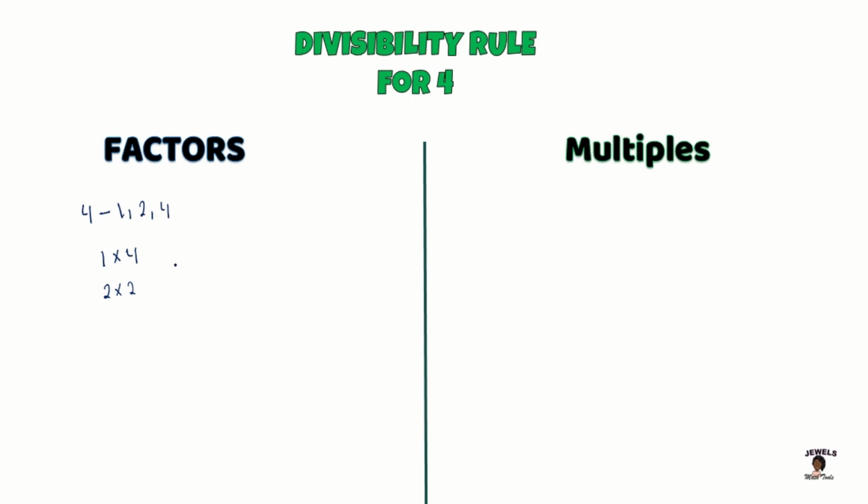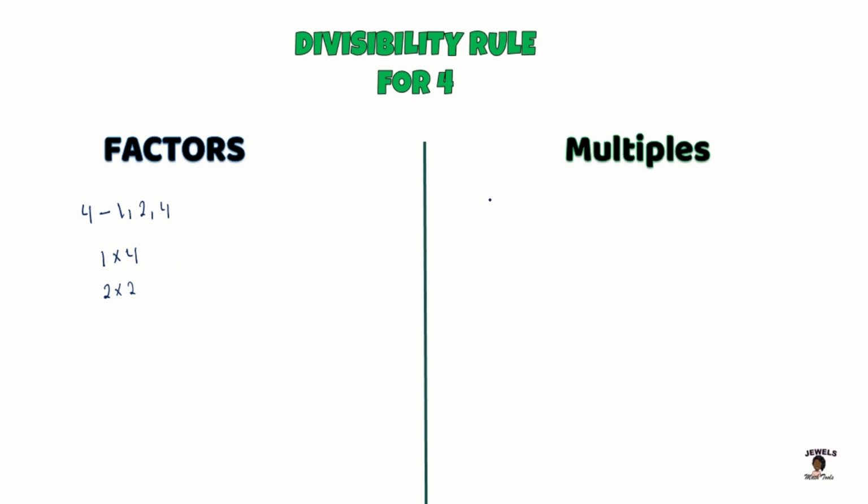And it's important to remember that with your factors, the first number is always 1 and the last factor is always the number that you're listing the factors of, which is 4 in this case. So our factors will always be less than or equal to the number that we're listing the factors of.